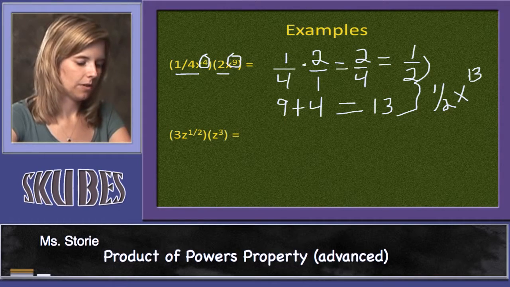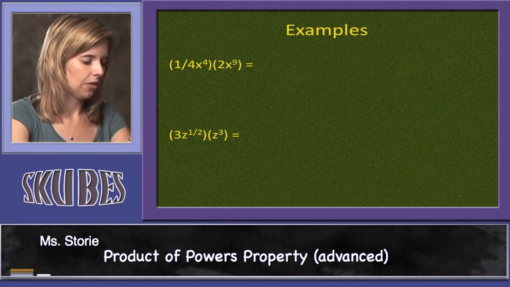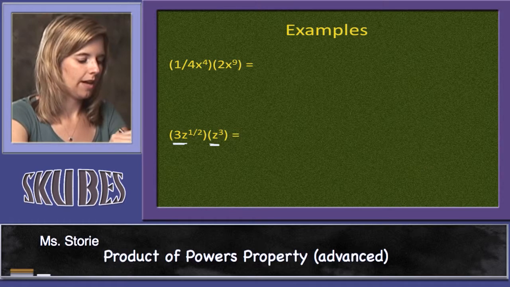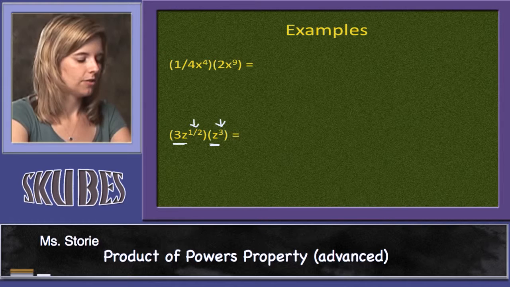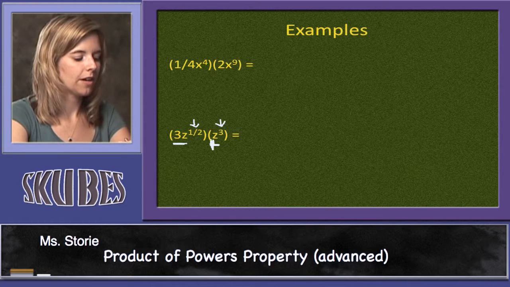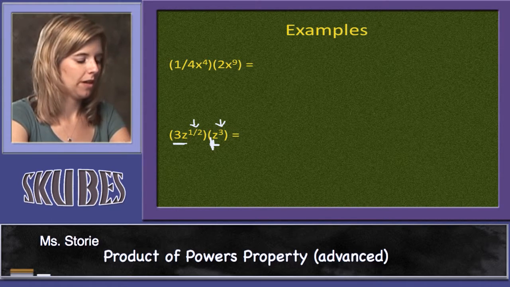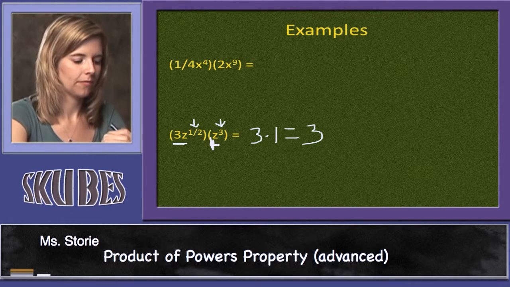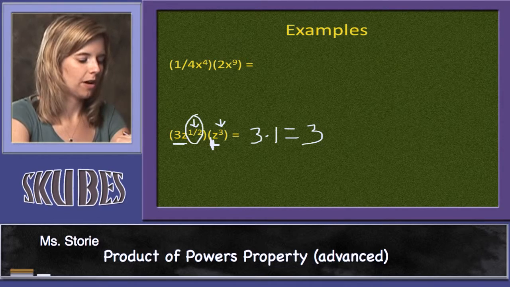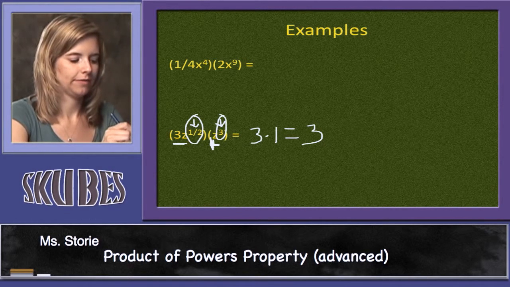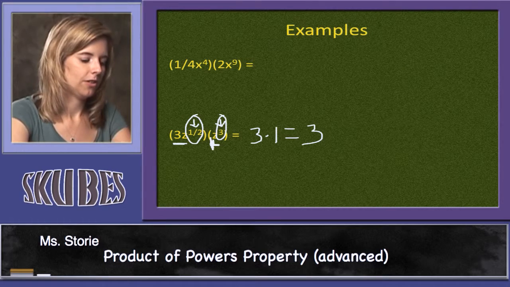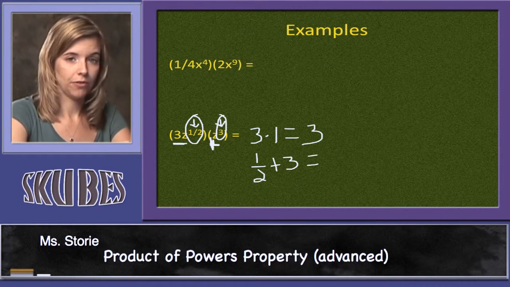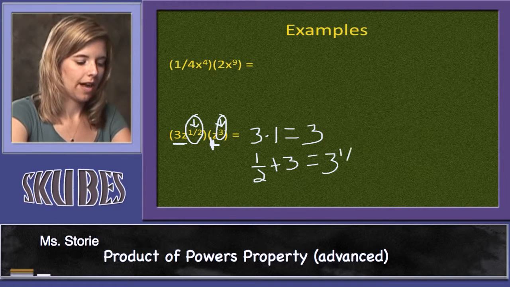Now let's take a look at the other one. They want you to take 3z and multiply it by another z, and you've got 1/2 and 3 as your exponents. So 3 times the coefficient right there, it's not written, so it's assumed to be 1. 3 times 1 is going to be 3. Now take a look at those exponents. You've got 1/2 and you've got 3. That means you're adding them. So you're going to take 1/2 and you're going to add 3. So if you have 3 and you add a half, you have 3 1/2.